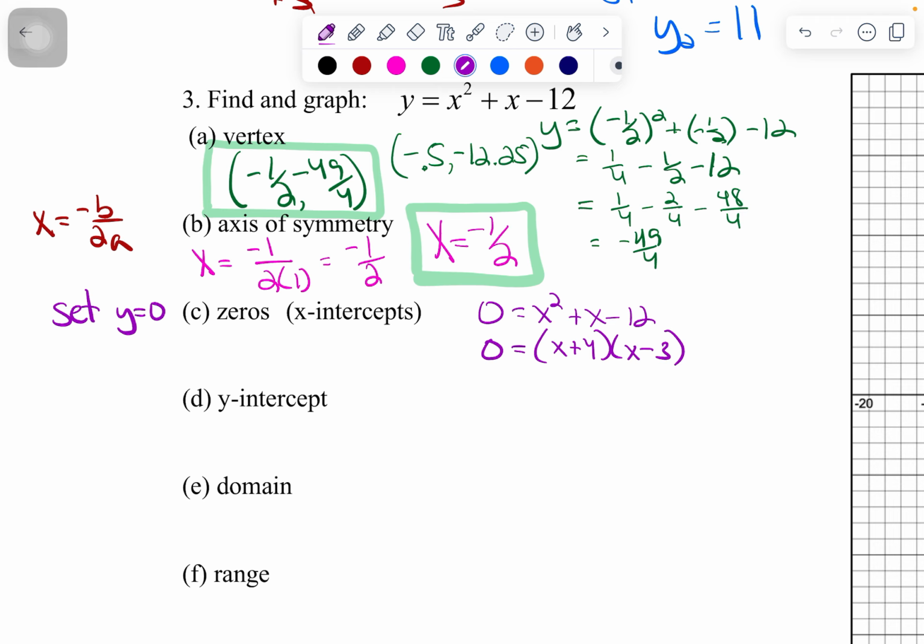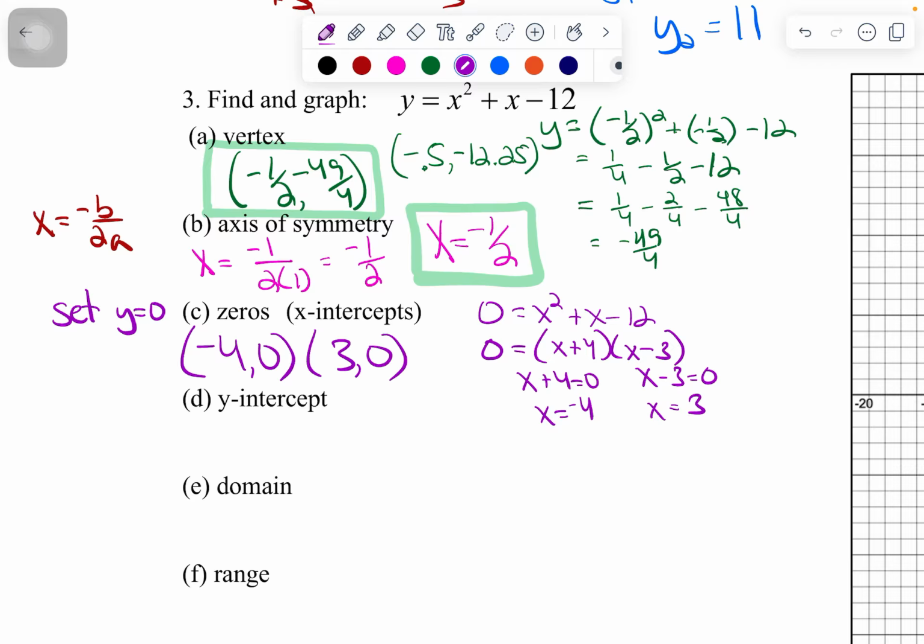All right, so take each factor and set it equal to 0. That's going to get me x equals negative 4. x minus 3 equals 0, so that's going to be x equals 3. So my x-intercepts are going to be (-4, 0) and (3, 0).